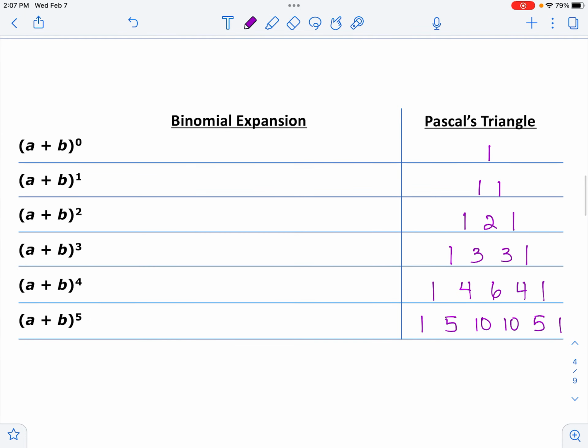Okay, now, a plus b to the 0 power is just 1. Anything to the 0 power is always 1. A plus b to the first power is a plus b. A plus b to the second power looks like this.